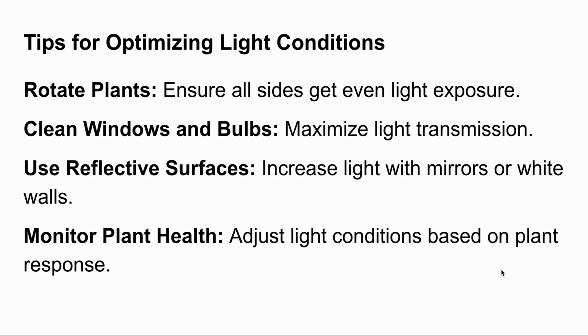Remember, when you're optimizing light in spaces in your home, rotating plants is key to making sure they don't lean towards the light. Clean your windows, wipe off your bulbs if they're dusty to maximize the light. You can add mirrors or white walls or white surfaces to help bounce light out of the window.